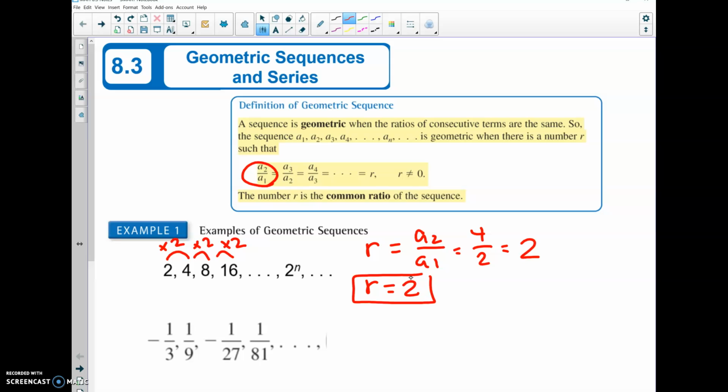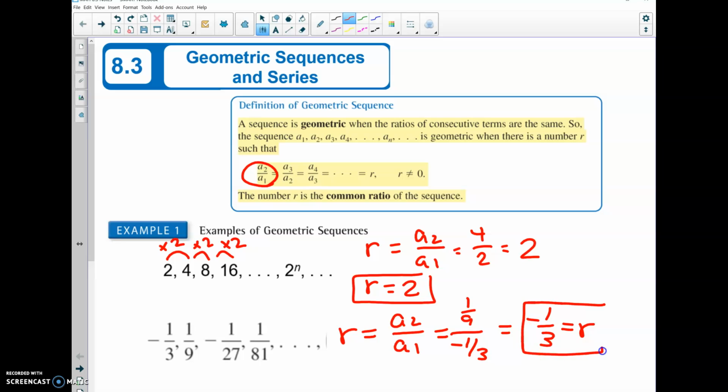For the second example here, negative 1/3 to 1/9, and then 1/9 to negative 1/27. If we do the same thing, r is a2 divided by a1, 1/9 divided by negative 1/3, which is negative 1/3. That is our common ratio. Let's check. 1/9 times negative 1/3 is negative 1/27. Negative 1/27 times negative 1/3 is 1/81.